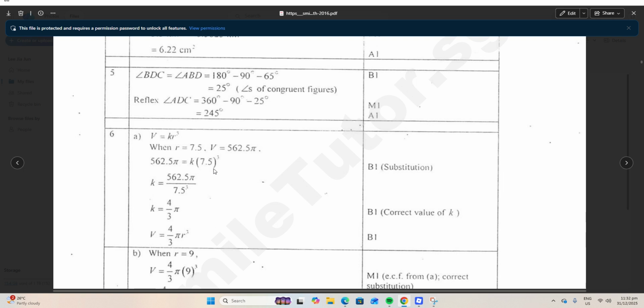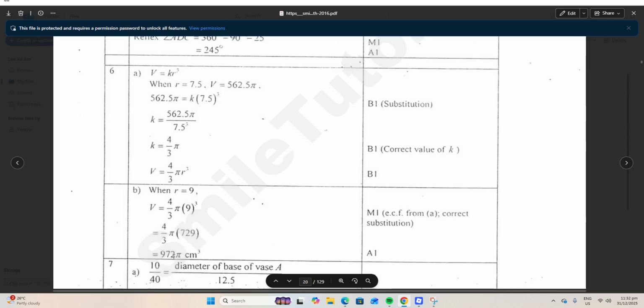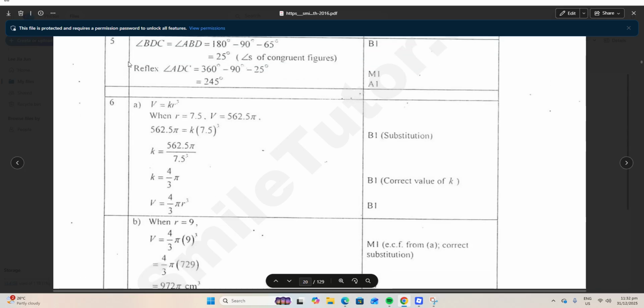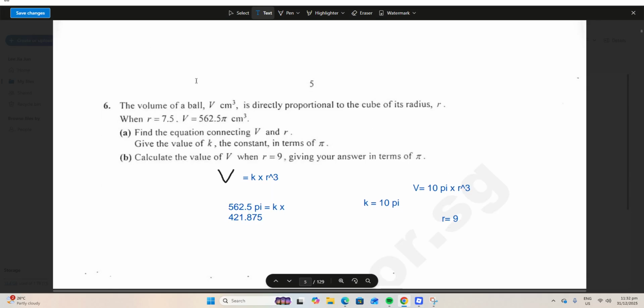So in other words, you cube it, because they say it's proportional to the cube. Then k is equal to this, you divide accordingly and you get this. When r is 9, just sub in the value and then you get this. The answer should be in pi, so in other words, I don't want to see a weird decimal. Okay, next.